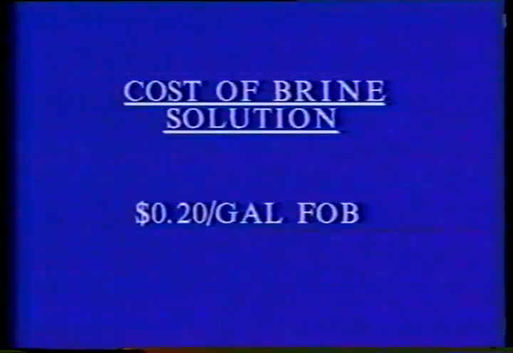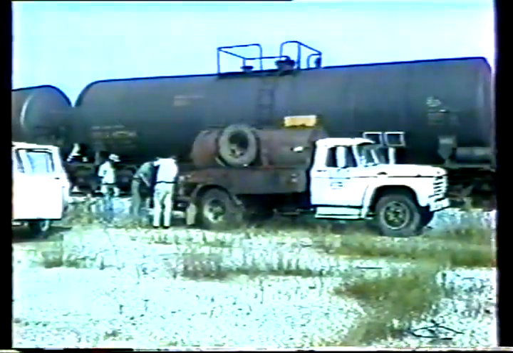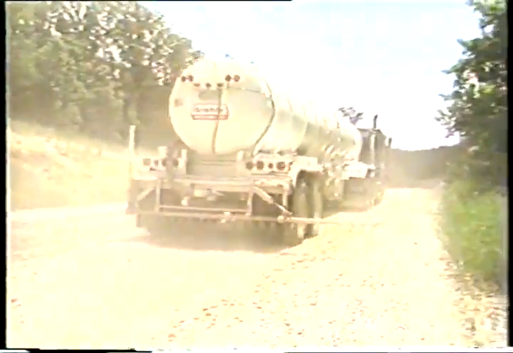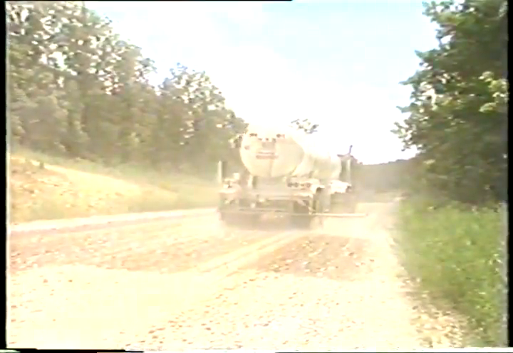Economics. The cost of brine solutions is typically 20 cents per gallon FOB. The cost of DCA 1295 is approximately $4 per gallon FOB. Shipping cost will depend on distance from manufacturer. In some areas, it may be cost-effective to have the dustproofing effort performed by an independent contractor.